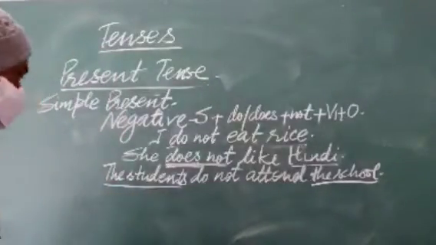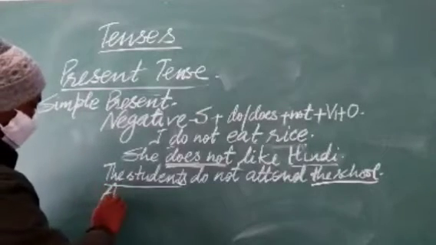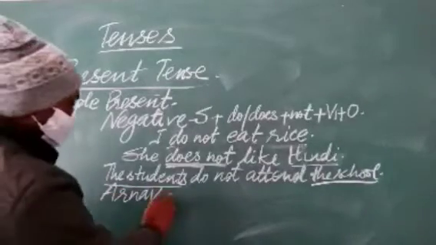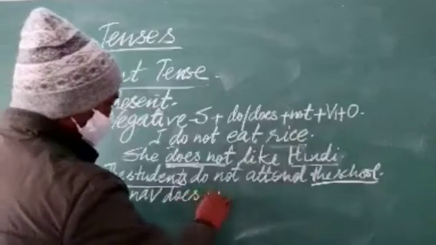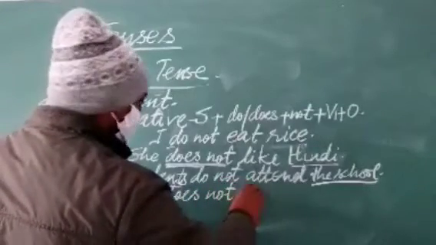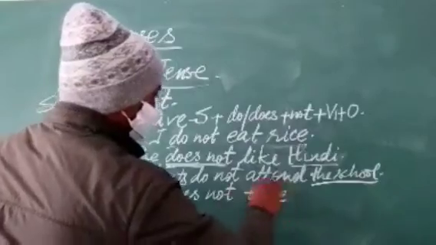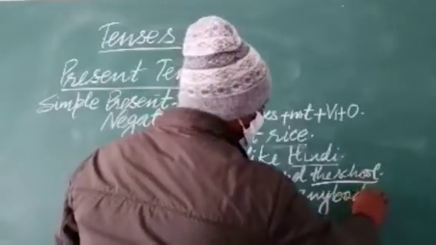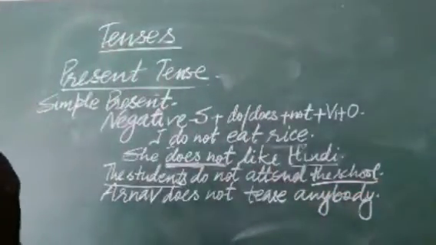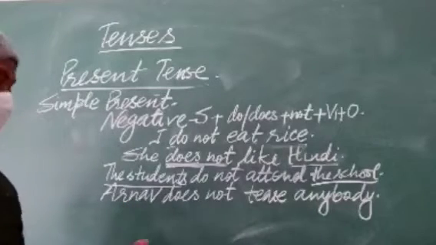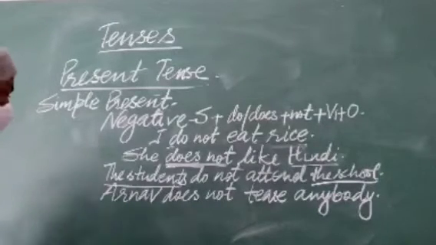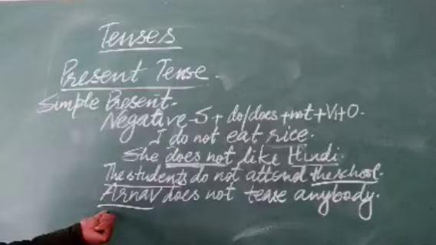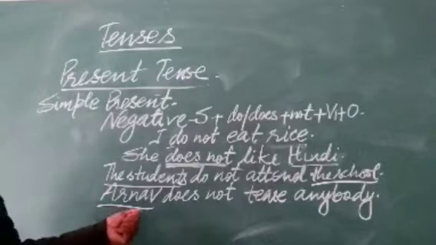Next sentence. Arnav does not tease anybody. So what is the sentence we have? We have subject, a singular subject. And what is the subject we have? Arnav.